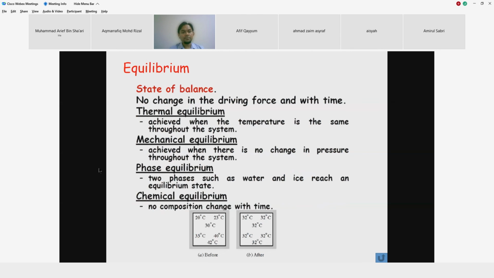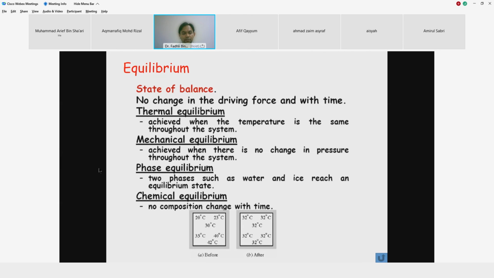State of balance. No change in the driving force with time. So there are several types of equilibrium: thermal equilibrium, mechanical equilibrium, phase equilibrium, chemical equilibrium. Thermal equilibrium means the temperature is the same throughout the system. While for the mechanical equilibrium, no change throughout the system.